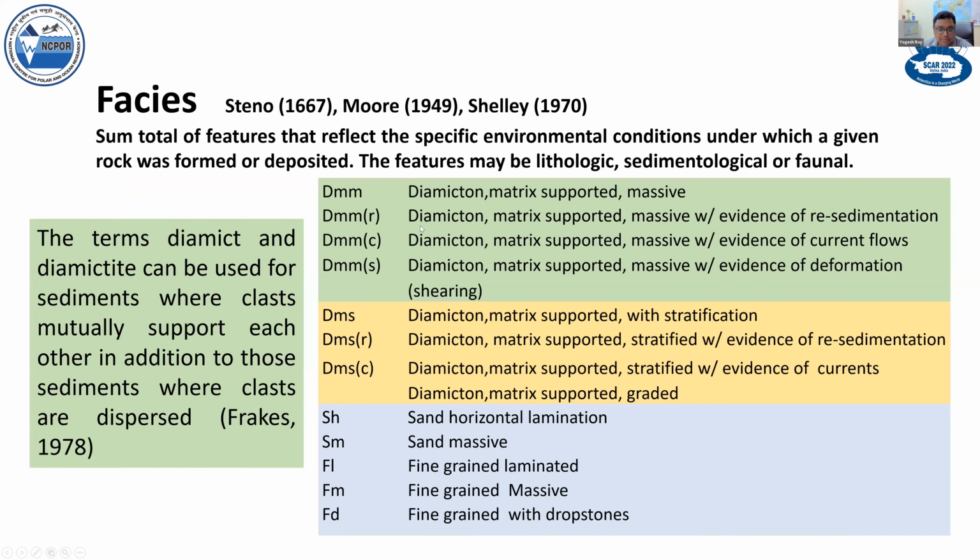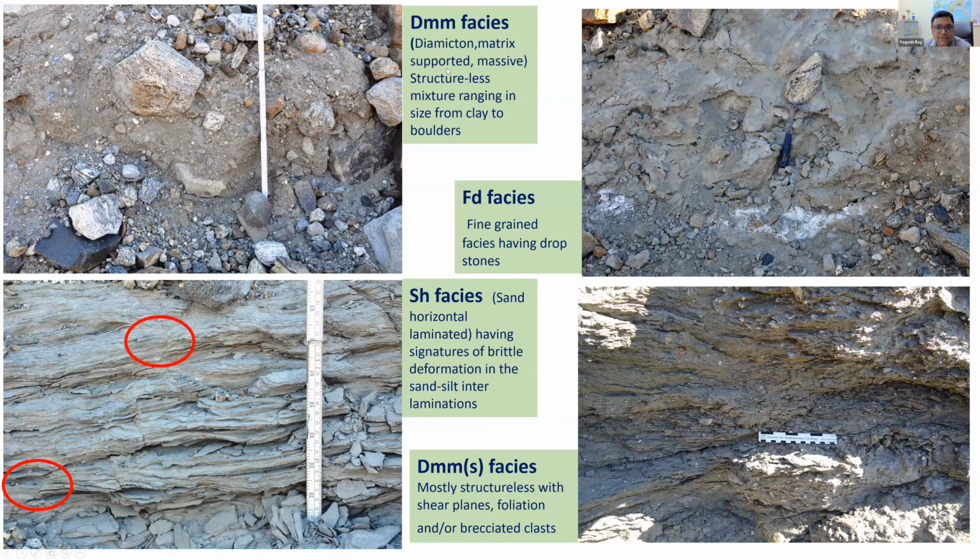And the major facies which we can identify are the diamicton facies, which are massive. Then we have diamictons which are stratified, and then sand with horizontal lamination and things like that. So these are the close-ups of the facies, if you can see. The first one is the diamicton, which has a matrix-supported, massive, structureless mixture ranging in size from clay to boulders. The next one is the fine-grained facies having dropstone-like things.